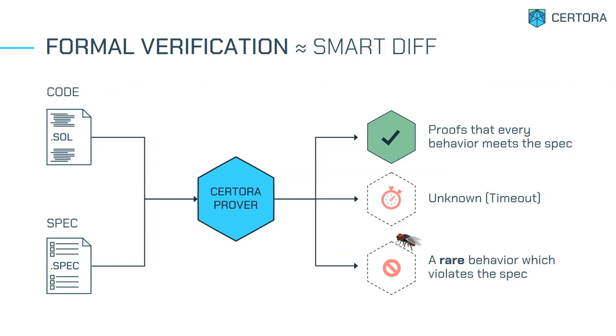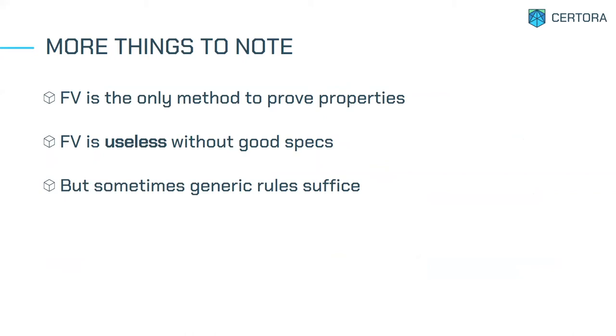Other things to notice: FV is the only method to prove properties, as Dijkstra observed, but it's useless without a good spec. So if you don't have a good spec, you will not get useful results. You can write some generic rules, like to find properties with the message senders and others, but you need some spec. You need the rules to make this useful.